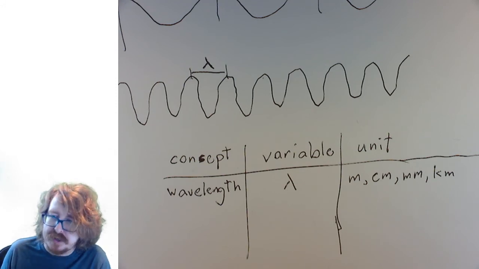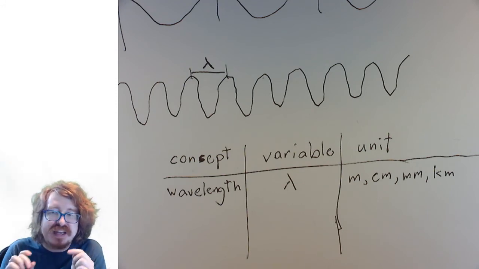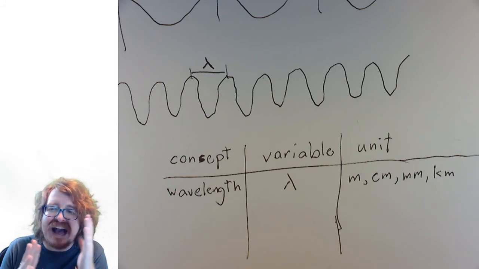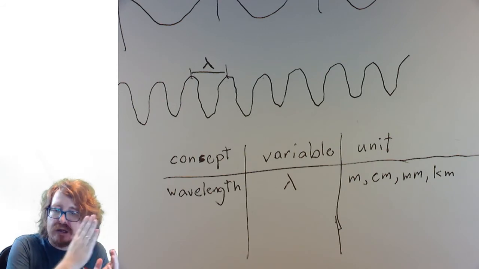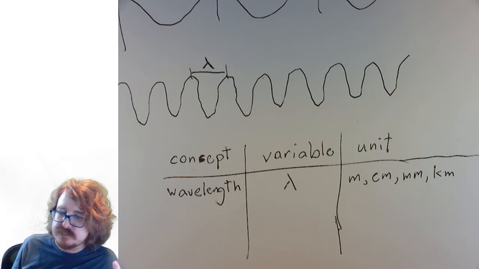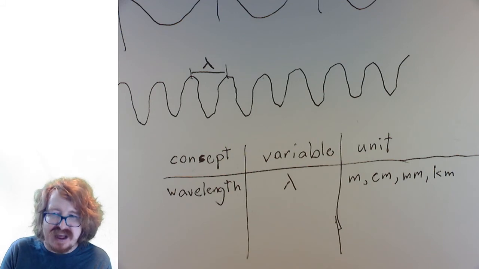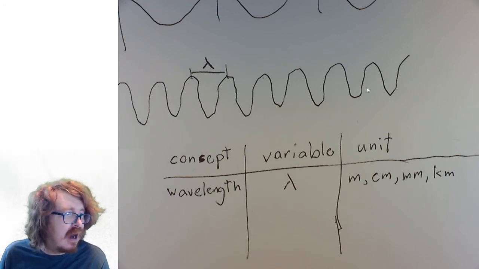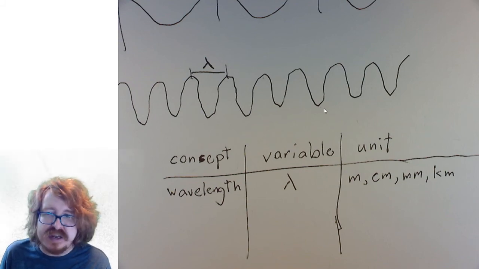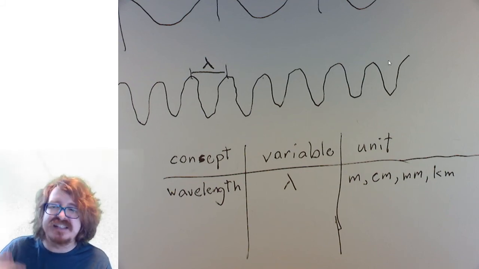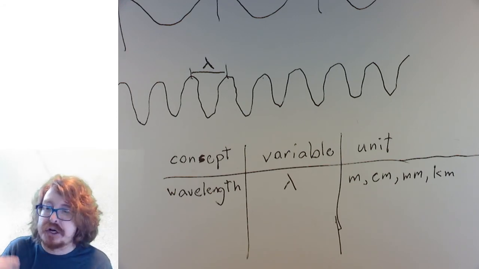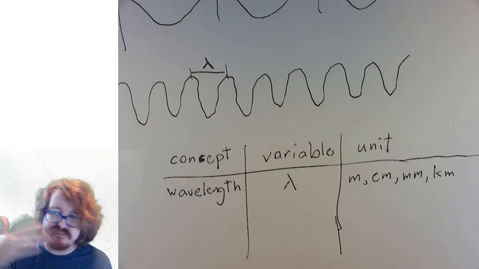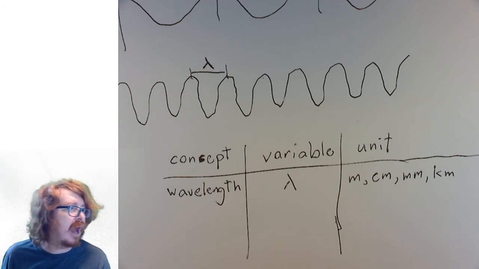So a kilometer is 1,000 meters, because does anybody know what kilo means? K-I-L-O, what does kilo mean? It means 1,000. So if you have a K on anything, it's always going to mean 1,000 of that thing. So kilometers is 1,000 meters. Kilograms would be 1,000 grams, okay? Any kilo anything is 1,000 of that, okay?